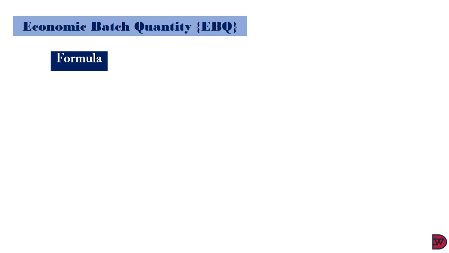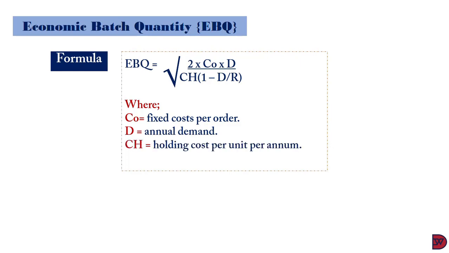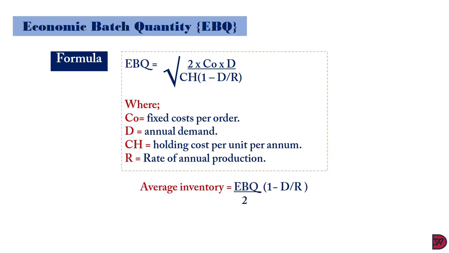Let's look at the formula for economic batch quantity. This is 2 multiplied by the cost per order, multiplied by the annual demand, divided by the holding cost per unit, also multiplied by 1 minus the division of annual demand by R. So the C is the fixed cost per order, D is annual demand, C is the holding cost per unit, then the R is the rate of annual production. Now, the average inventory here will be the economic batch quantity divided by 2, multiplied by 1 minus D divided by R. Let's test understanding.